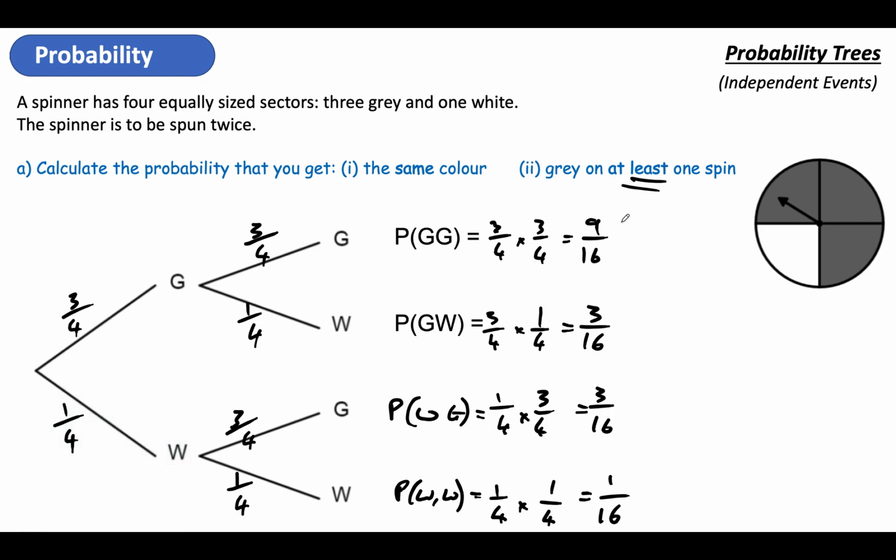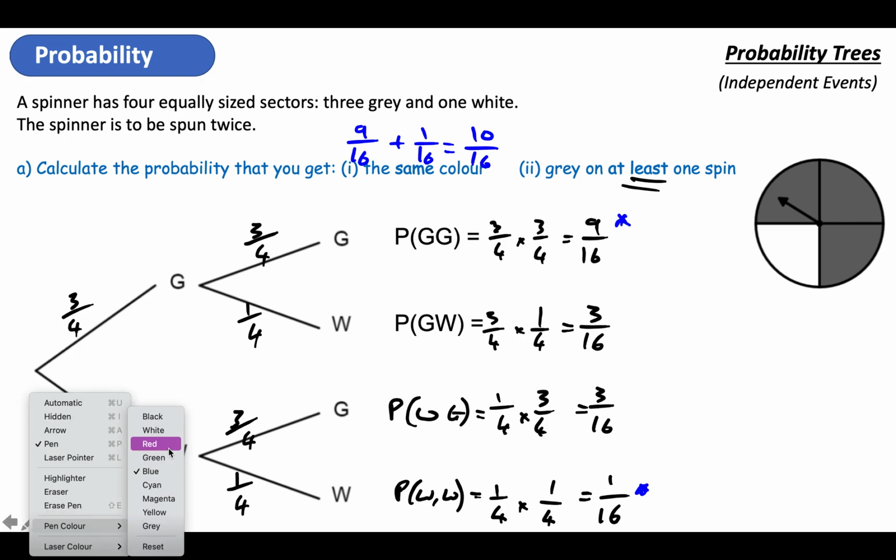All right, what's the probability that we get the same colour then? Well, there's 2 ways of doing that. Either grey, grey, or white, white. Did you spot that? So you've got 9/16 or 1/16. We want this one or this one, so we add 10/16. Or I suppose you might have put 5/8.